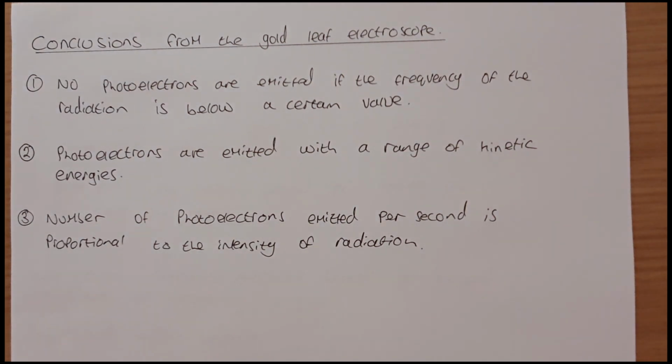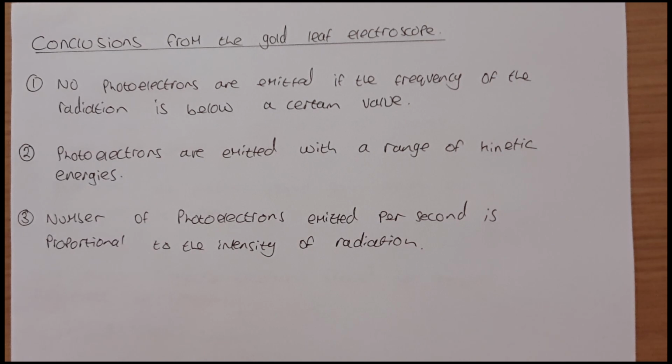The second conclusion, photoelectrons are emitted with a range of kinetic energies. So they all have different kinetic energies. They don't have one value. And then conclusion 3, the number of photoelectrons emitted per second is proportional to the intensity of the radiation. So there are the conclusions and we just need to know them.